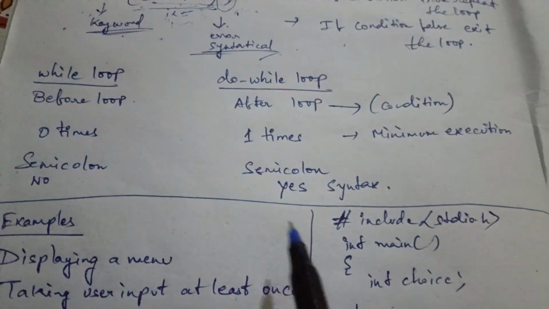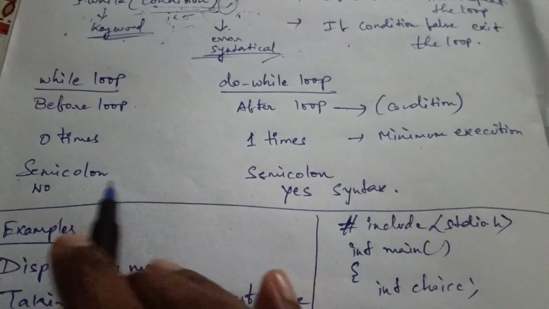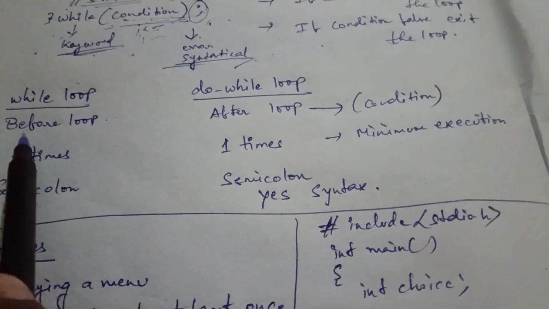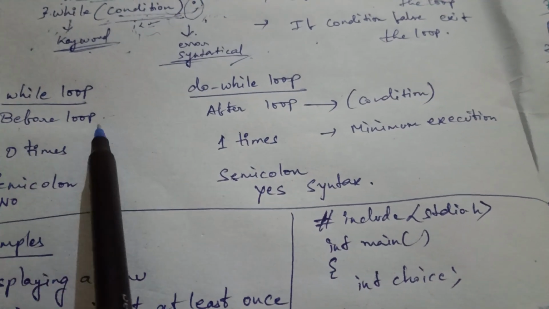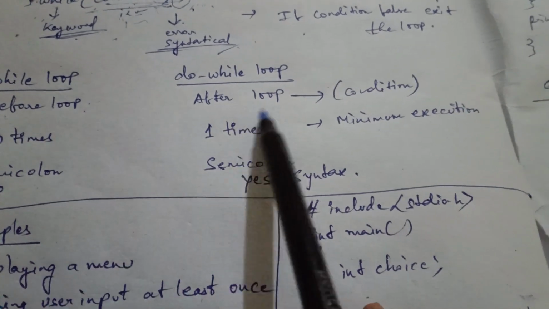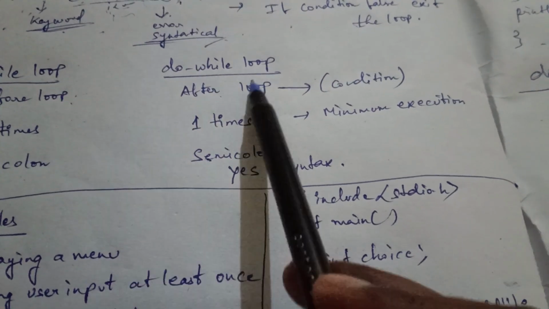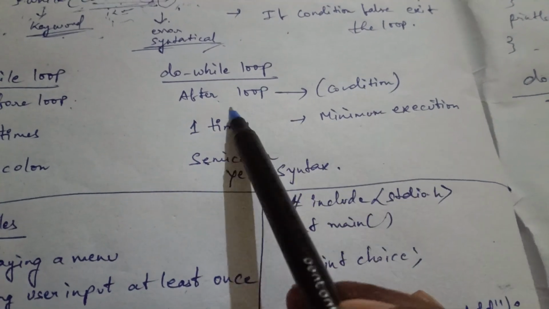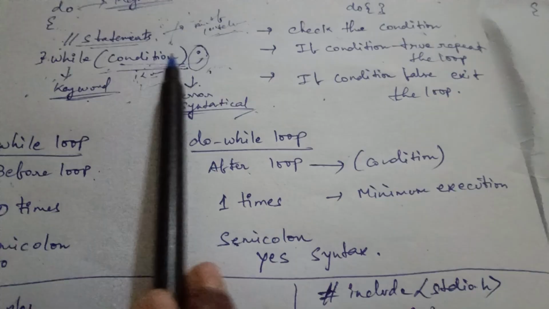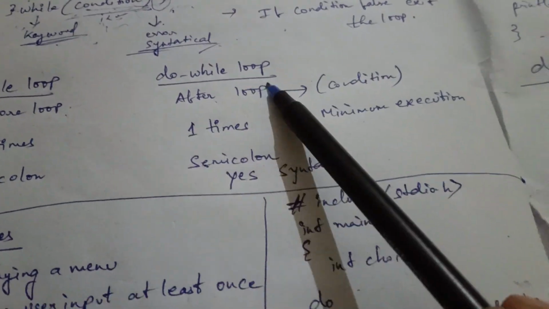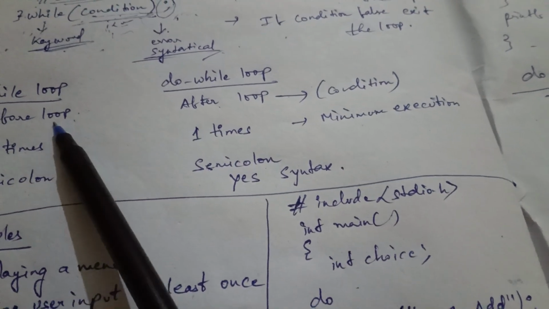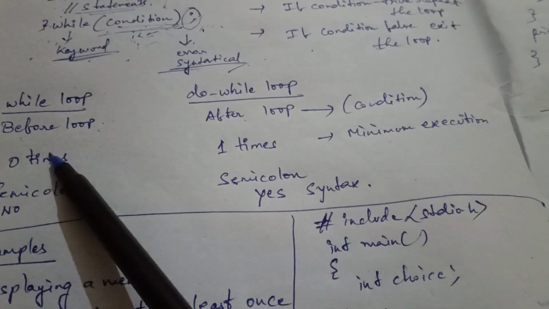So let's get into the difference. What is the difference between while and do while? A while loop goes before the loop. The condition is before the loop, obviously. We have read it, and today we saw that this is after the loop. The condition is after the loop. Likewise, we can see over here the condition is after the loop. Here, this is 0 times. In a while loop, the minimum execution is 0 times.